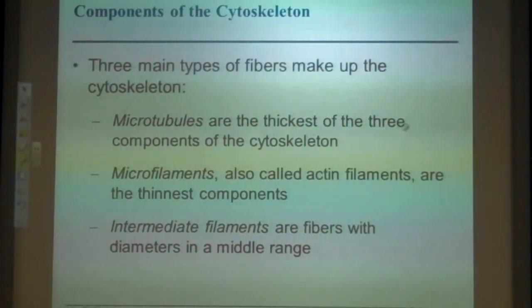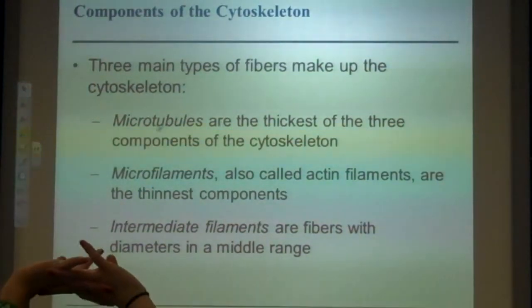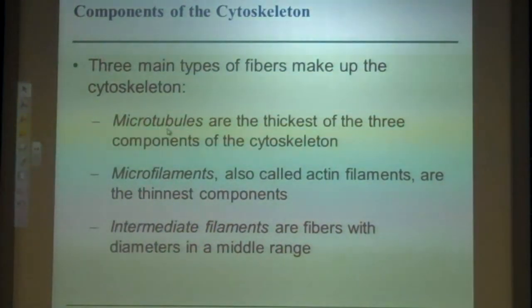Okay? It's not a bad idea for you to know the name of the proteins involved. For microtubules, the protein is called tubulin. For microfilaments, it's actin. The other place that you have actin is in your muscles. Actin and myosin are the proteins in your muscles.